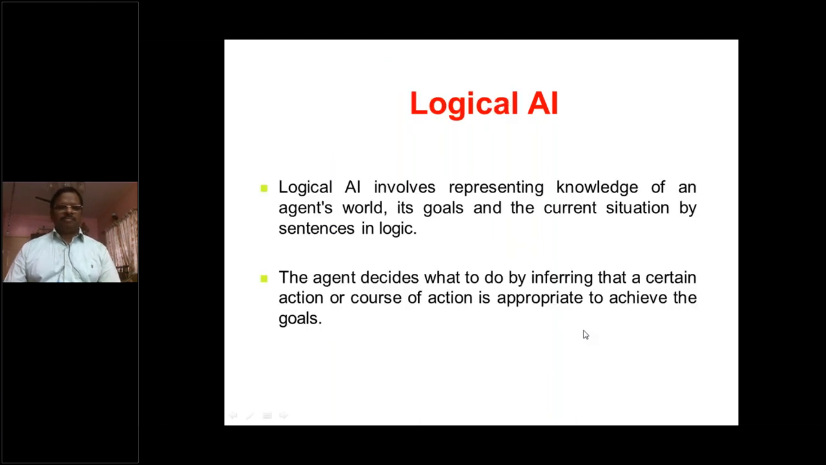Now, what is logical AI? It involves representing knowledge of an agent's world, its goals, and the current situation by sentences in logic. The current situation is captured by a machine using this logical representation. Logical representation is very important for any kind of AI machine. The agent decides what to do by inferring that a certain action or course of action is appropriate to achieve its goals. Everything should be given in logic, then only it is possible.